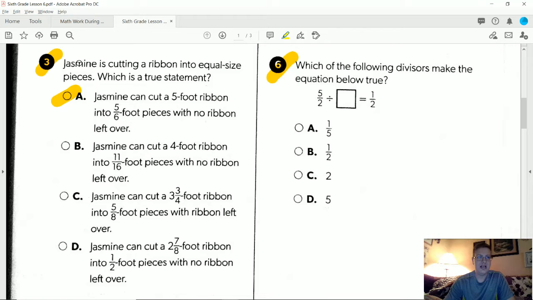Number 3, Jasmine is cutting a ribbon into equal sized pieces. Which one is a true statement? It's going to be our first one. So if I take a 5-foot ribbon and I cut it into 5/6 of a foot pieces, I would be able to make 6 of those pieces.